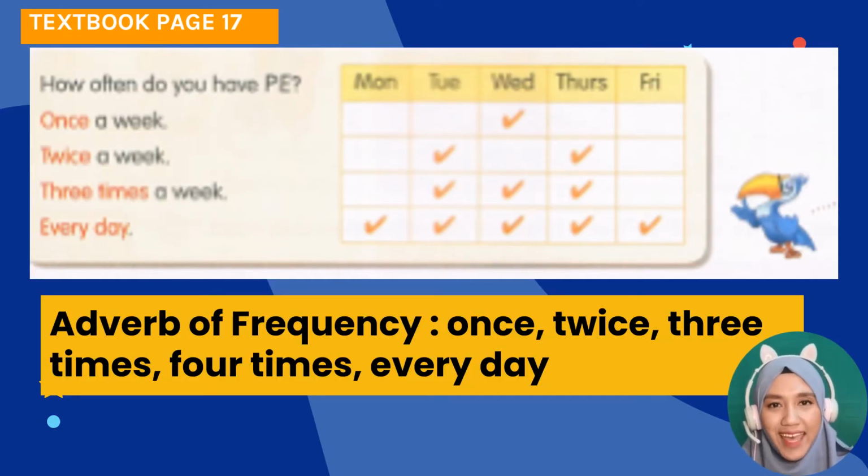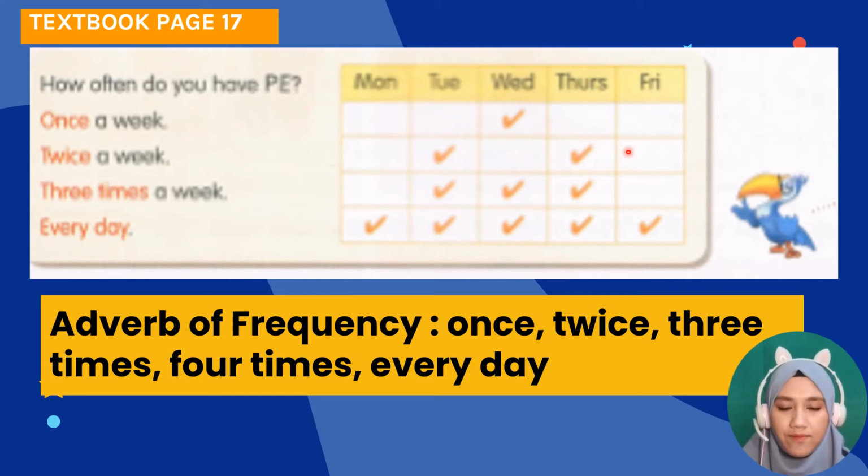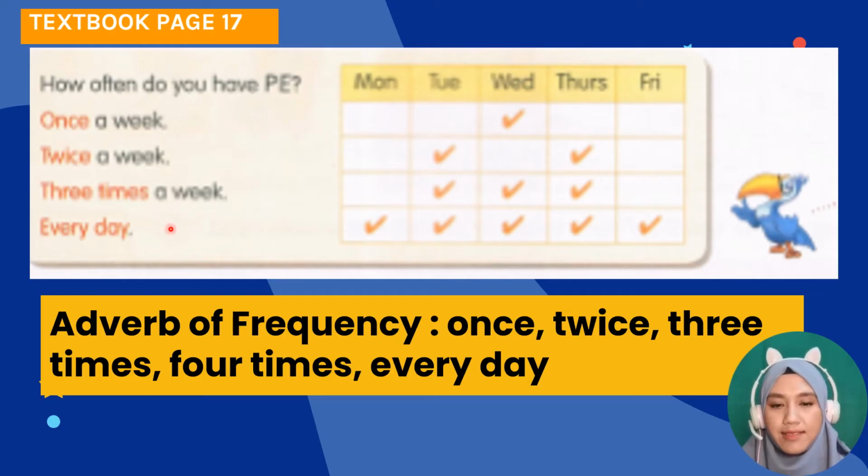Now, let's look at the grammar box. Okay, we have a question here. How often do you have PE, physical education? So you can see here is a timetable containing days of the week. Monday, Tuesday, Wednesday, Thursday, and Friday. If you say you have once a week, it means that you only have one class, which here is on Wednesday. If you say that you have twice a week, it means that you have the class 2 times a week, which here is on Tuesday and Thursday.